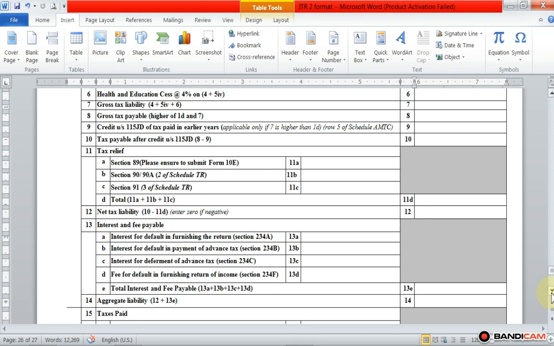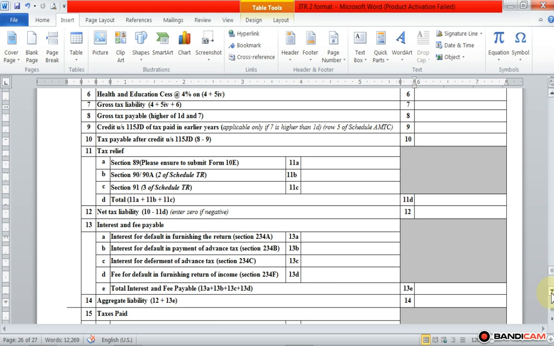For example, interest and fees payable by the assessee includes interest for default in furnishing the return under section 234A. It means that if the assessee does not furnish the return or does not file the income tax return within the due date, then he has to pay interest to the income tax department.